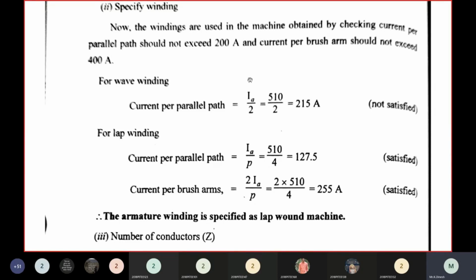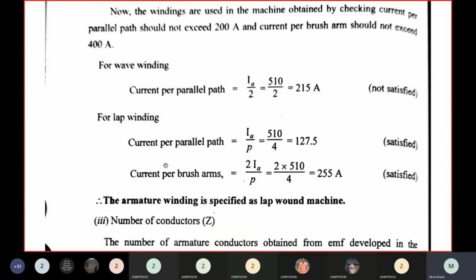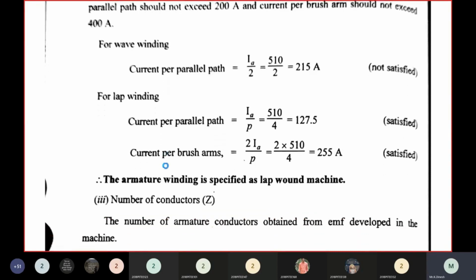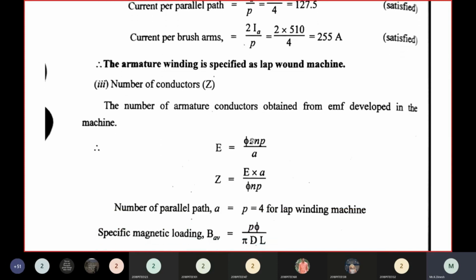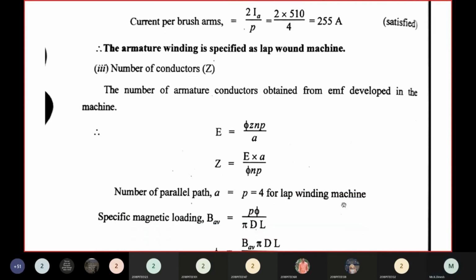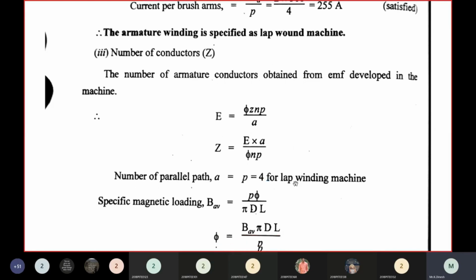Next one is they are asking what is the number of conductors Z. So in general, for a generator E equals pi Z N P by A. You know all the parameters, pi Z N P A எல்லாமே தெரியும். So based on this equation, we are getting Z. We need only Z. So Z equals E_A by phi N P. For lap winding machine, the number of poles equals the number of parallel paths. A equals P. I hope it is clear to everyone. For lap wound, it is A equals P. So I am assuming A and P as the same, 4.